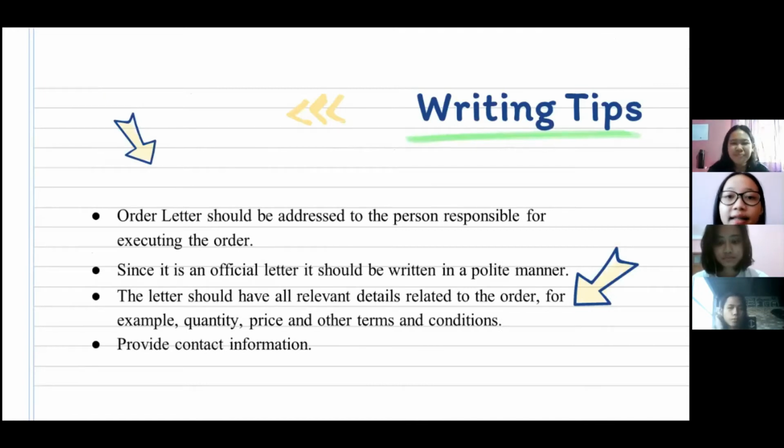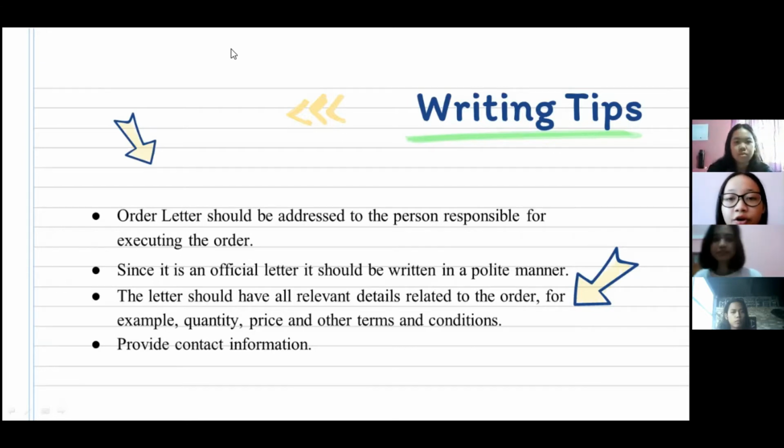First, an order letter should be addressed to the person responsible for executing the order. As a buyer, we should really make sure, starting from the name to the address, that it is correctly addressed. Since it is an official letter, it should be written in a polite manner. This means that we should use the correct letter structure. Use simple language that is easy to read and understand.